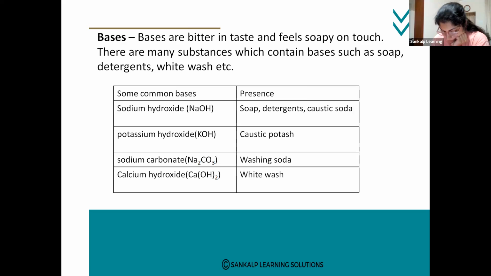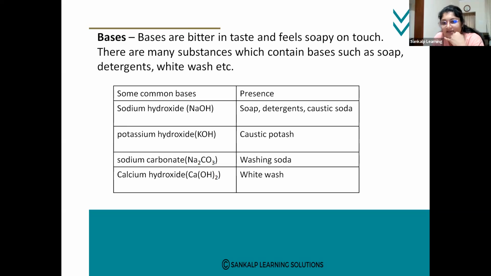Now, what are the types of bases? Like acids, bases are also of two types. They can be strong as well as weak. So, what are the strong bases? Strong bases are sodium hydroxide, NaOH, and potassium hydroxide. These are strong bases, and weak bases are not as corrosive as strong bases.